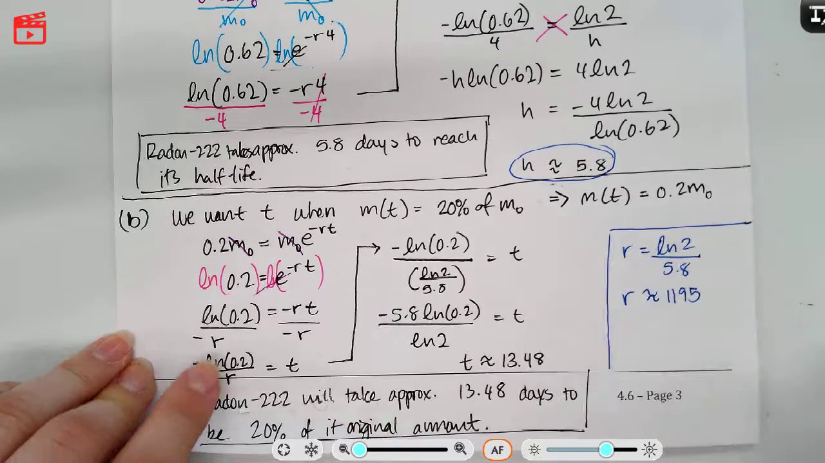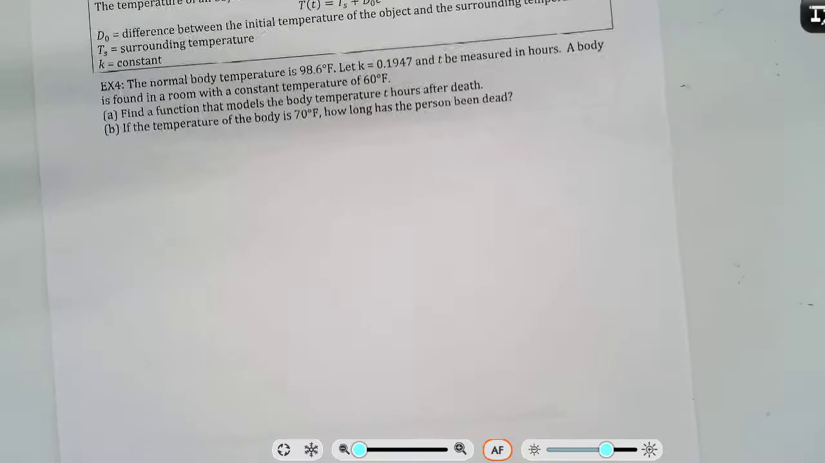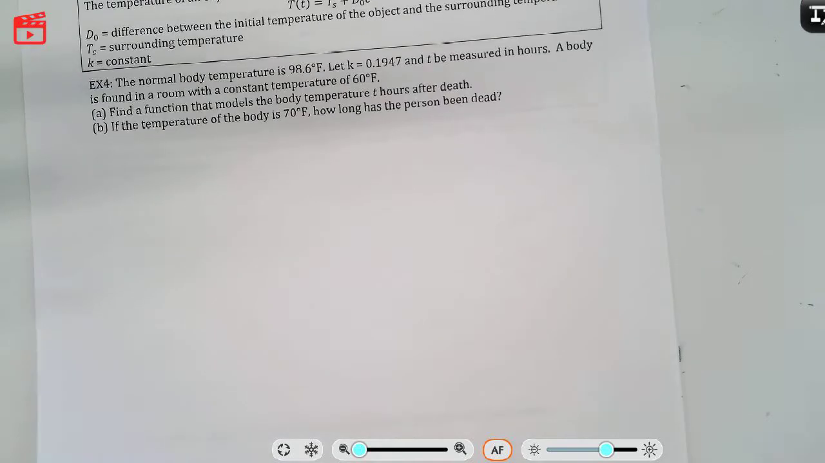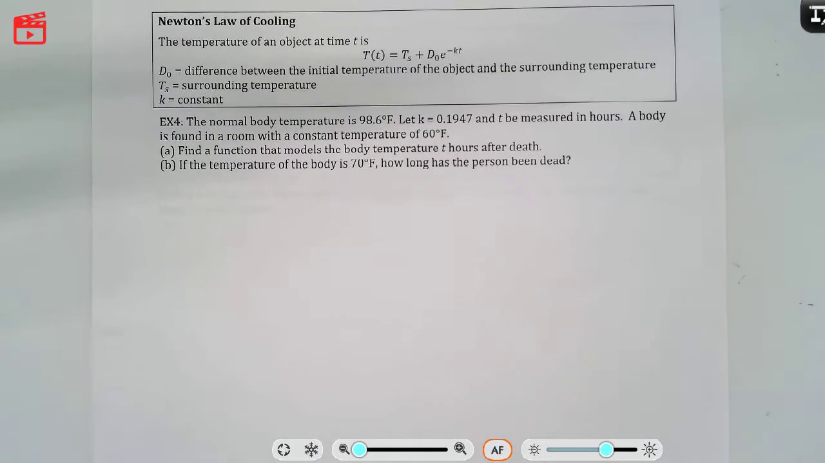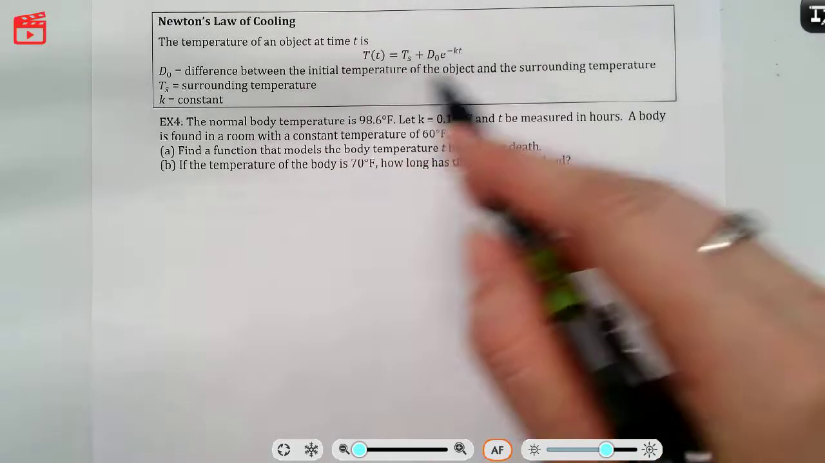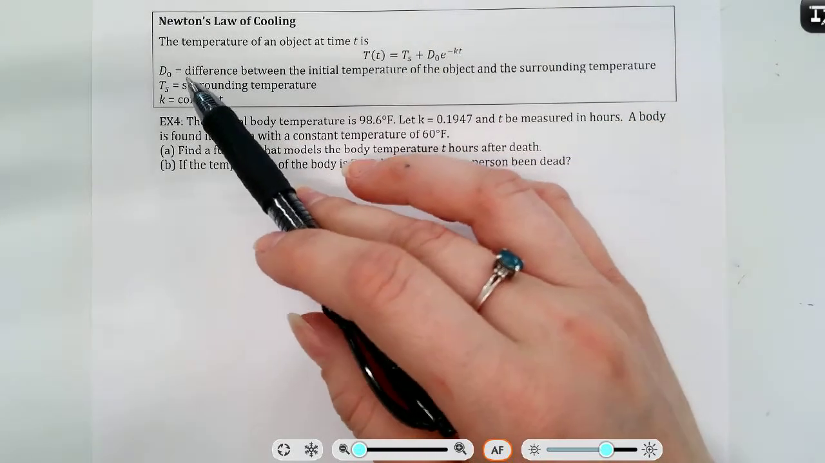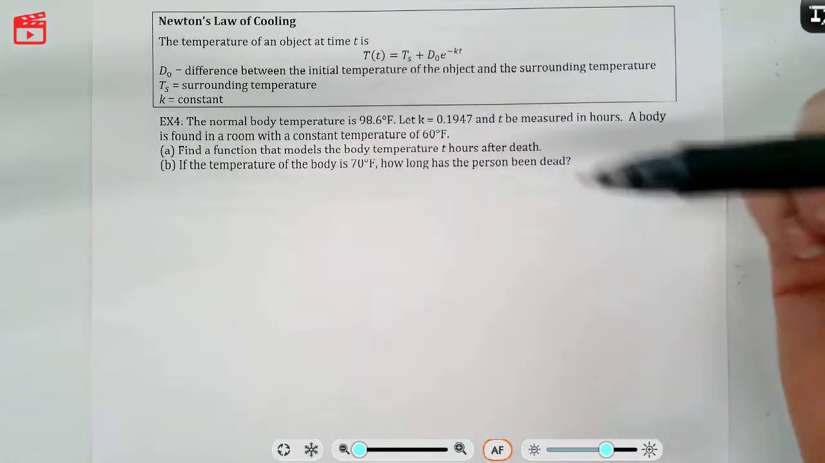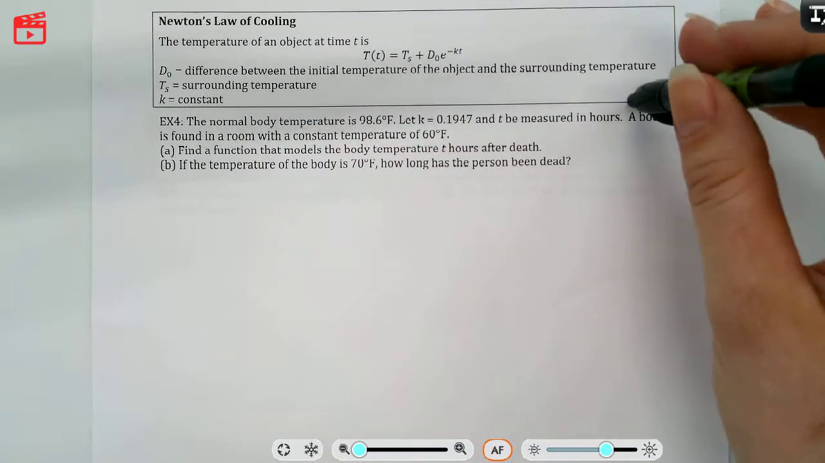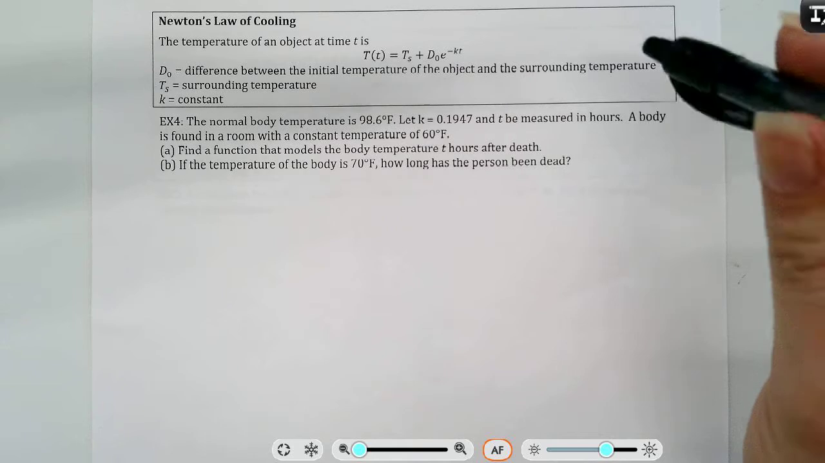All right, okay, so moving on. Newton's law of cooling. Two more pages to go. Newton's law of cooling is actually, to me, one of the very interesting uses of exponential equations, because I just find it rather interesting, and maybe you'll see as we go along. So the temperature of an object at time t is given by this equation, where d sub 0 is the difference between the initial temperature of the object, so the starting temperature, and the surrounding temperature.